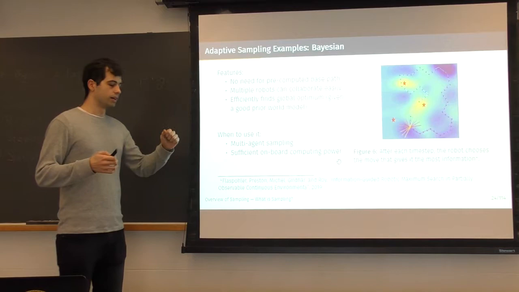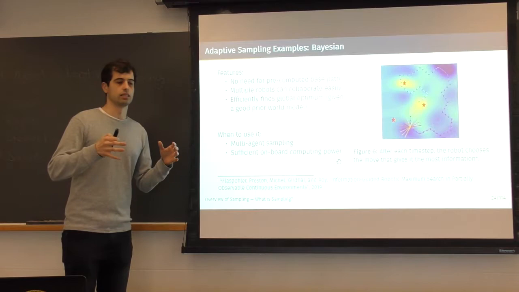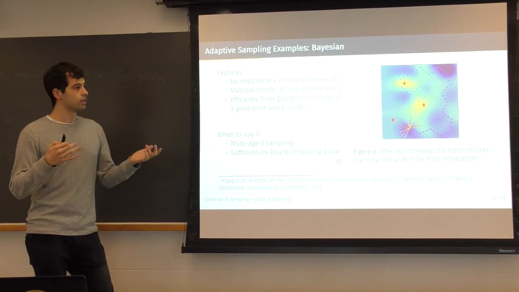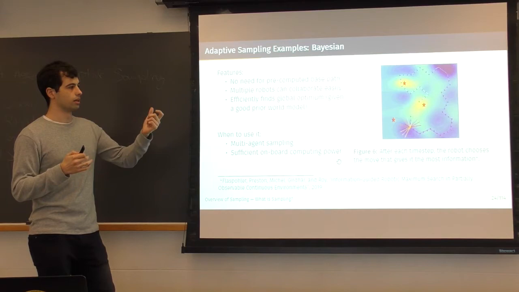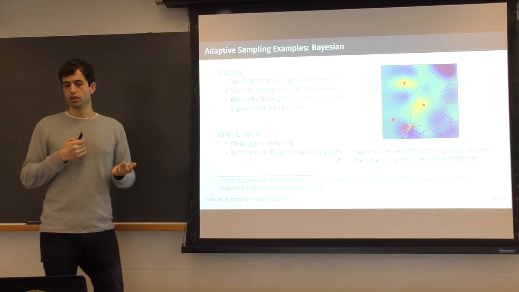Bayesian adaptive sampling works by the robot having a prior belief about how the ocean floor could look. Based on that belief, the robot decides where to sample next. So it starts taking samples, and how Bayesian adaptive sampling works is that every time you take a sample, you update your belief. So this is a good strategy to find the global optimum.